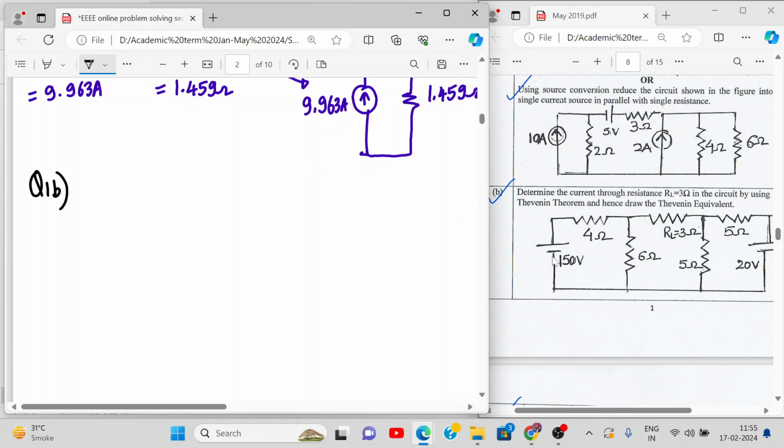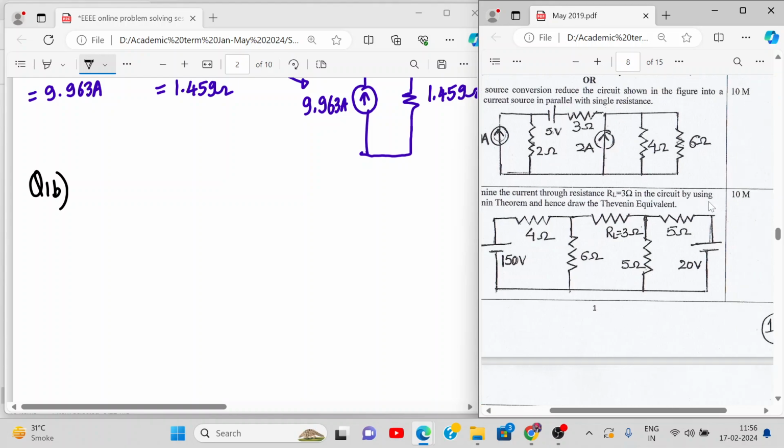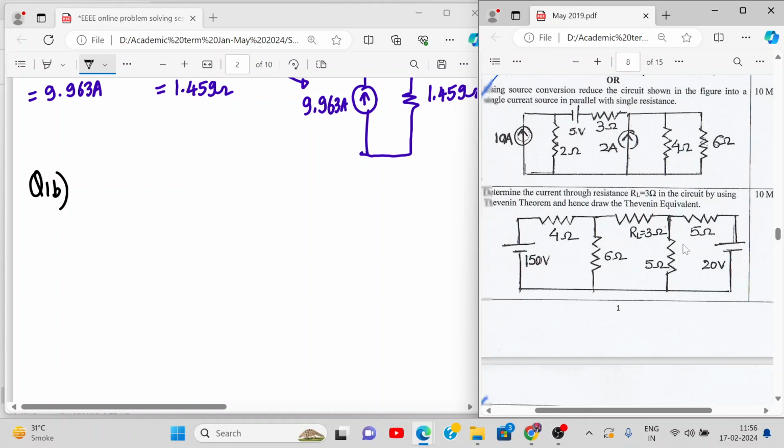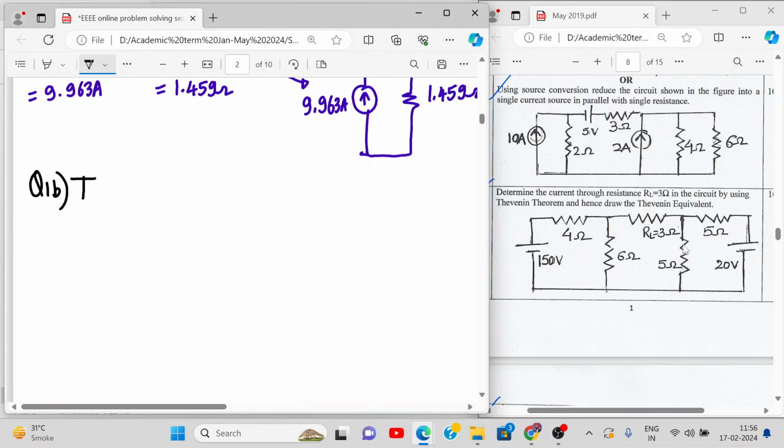So let's see what it is. Determine the current through resistance RL equal to 3 ohm in the circuit by using Thevenin's theorem, and hence draw the Thevenin's equivalent, for 10 marks. So our aim again should be to complete within 15 minutes. So let's start drawing the circuit. It's an example of Thevenin's. Thevenin's and Norton's are quite equivalent, so we'll solve it by Thevenin's, that's fine.